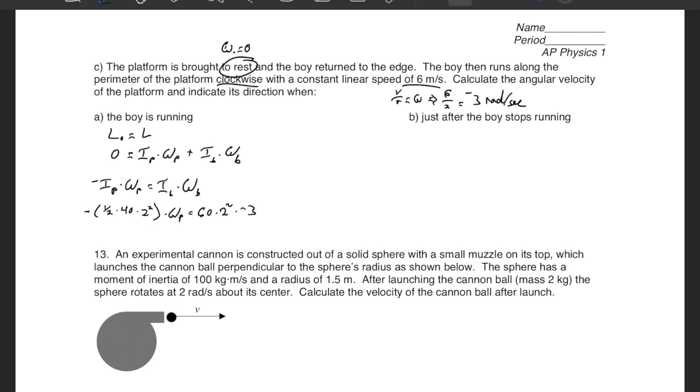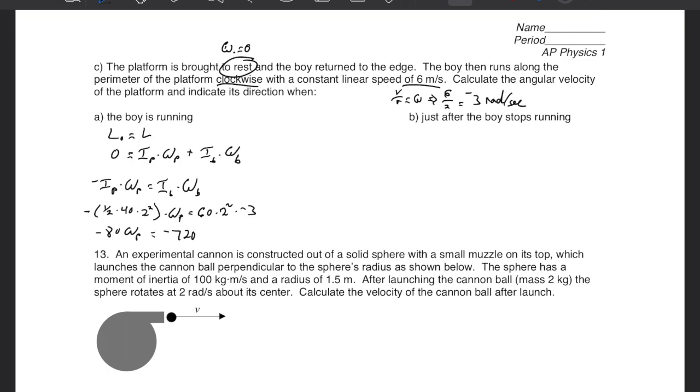If we do the math on the left side, 1/2 of 40 is 20 times 4 would be negative 80 times omega. Check it with a calculator. Negative 80 times omega is equal to 360. Let's see, 4 times. No, that's not going to be right. Better get a calculator. Negative 720.